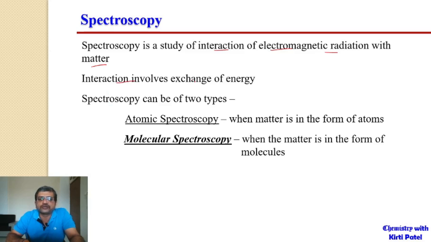The interaction involves exchange of energy, where the radiation gives its energy to the matter, or sometimes, if the matter is at a higher energy state, then it will radiate energy in the form of radiation and come down to the ground state. So it can either take up the energy or give the energy. In both ways, it will be either an absorption spectroscopy or an emission spectroscopy.